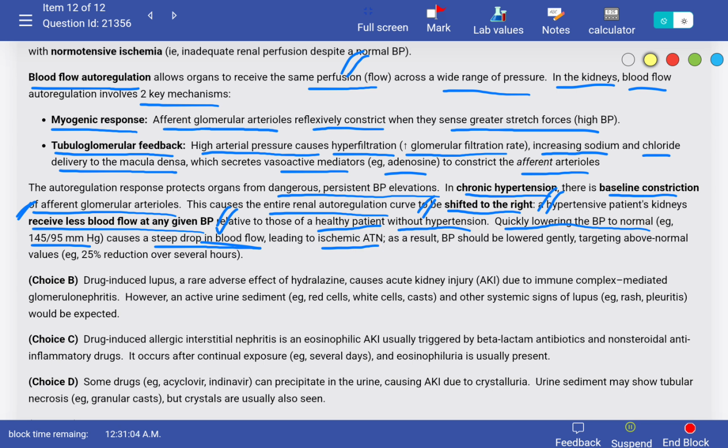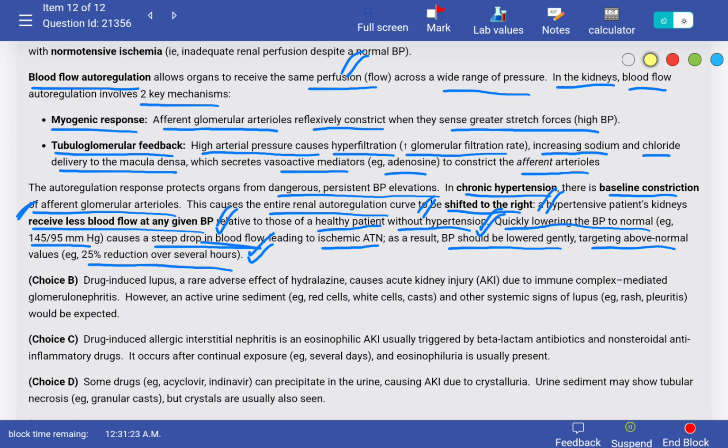As a result, BP should be lowered gently, targeting above normal values. For example, a 25% reduction over several hours. That is a good procedure. So that wouldn't then lead to any injury.